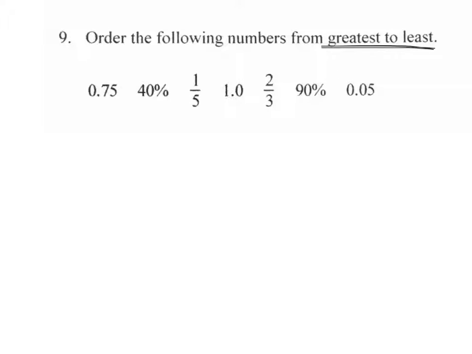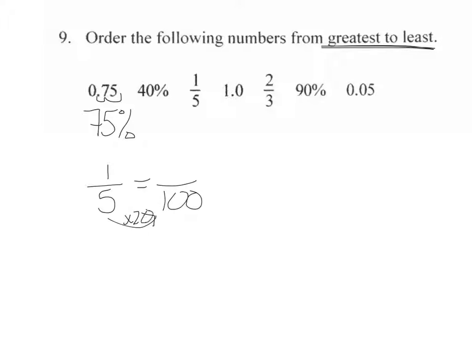Okay, they want us to order the following numbers from greatest to least. Please make sure when they're asking you to order, you double check if they want it from least to greatest or greatest to least. So greatest to least means they want the biggest number first. So what I'm going to do is I'm going to change these all to percents because I like using percents. So I know that 75 hundredths, I moved my decimal twice, is 75%, and then I already have 40%. 1/5, I can say 1/5 out of 100, that would be times 20. So this would be 20%. A 1, move that decimal twice, that means that is 100%.